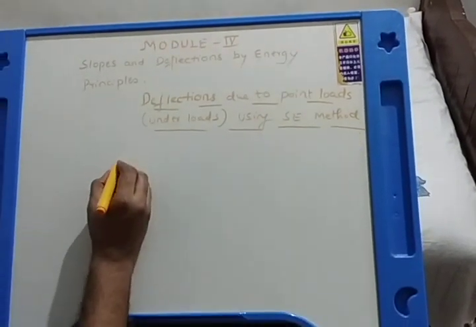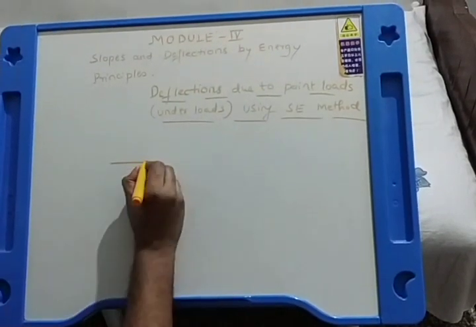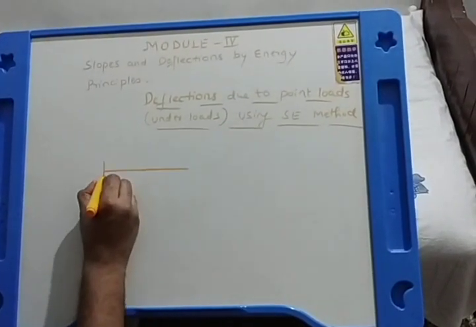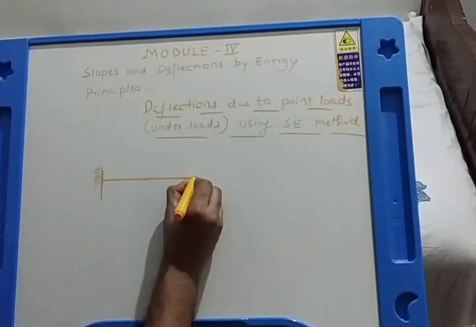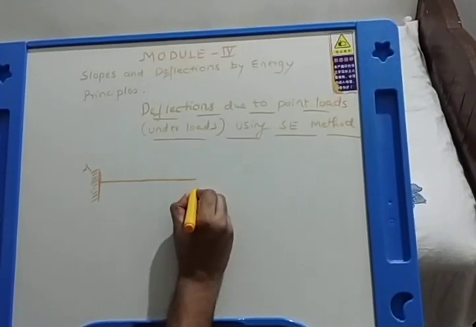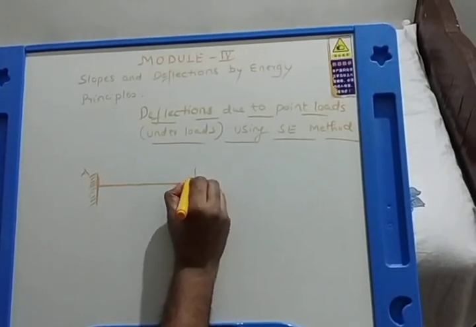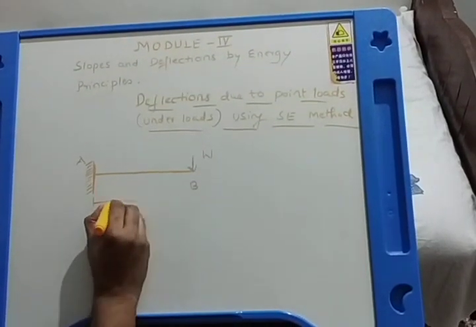Okay, for this there is a principle. I will tell you that. Before that, let us take an example. So this is an example that I am going to take. It's a very popular example. This is a cantilever AB, and this cantilever is subjected to a load of W. The span of the cantilever is L.